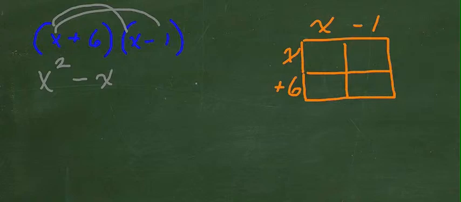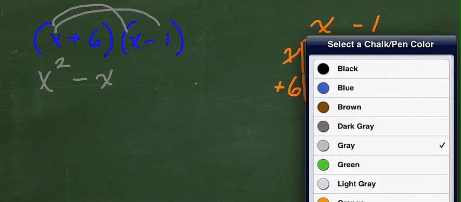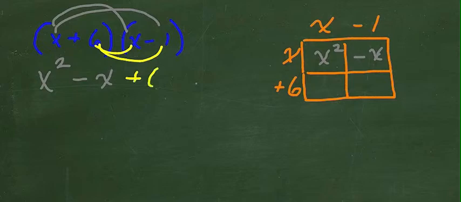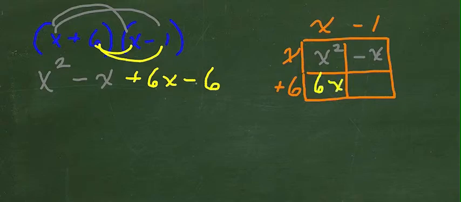If we go over to the box, we can see that in the top left cell we would have x times x, and in the right top cell we would have negative 1 times x. Now we have to distribute the 6 times x and the 6 times negative 1. And when we do that, we get something like that. We find the exact same results here in the box.